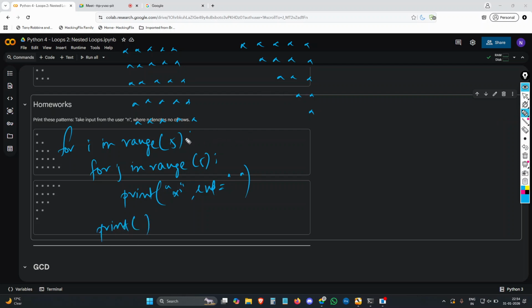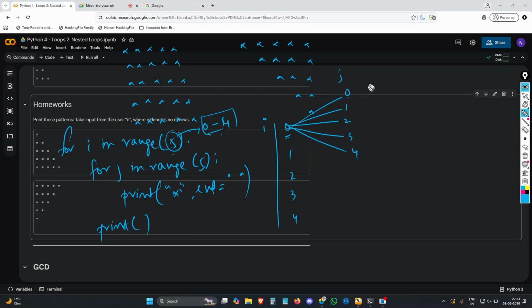So how this was running is that I will take the range of 0, 1, 2, 3, 4, right? Because 5 means the range goes from 0 to 4. And for each i, j will take 5 values, because j's range is also 5. So when i is 0, j takes 0, 1, 2, 3, 4.